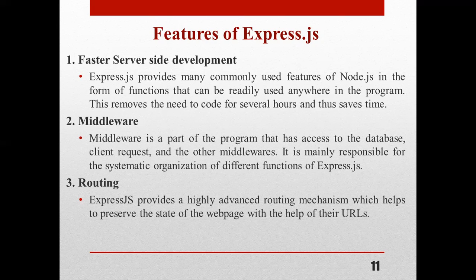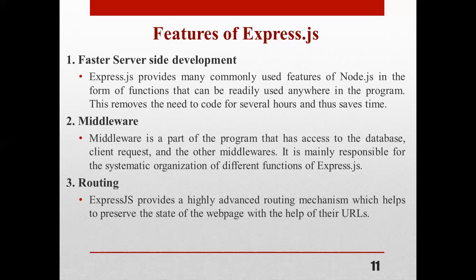Then the second one is middleware. It is a part of the program that has access to the database, client requests, and the other middlewares. It is mainly responsible for the systematic organization of different functions of Express.js. That means we have to handle the client request or the database. Whenever a client sends a request to access the database, middleware helps us to organize that.